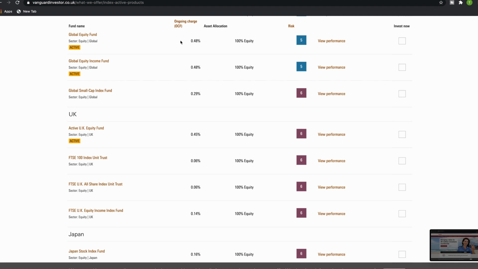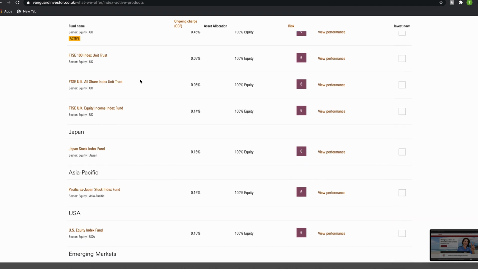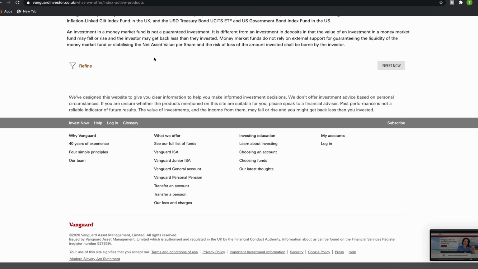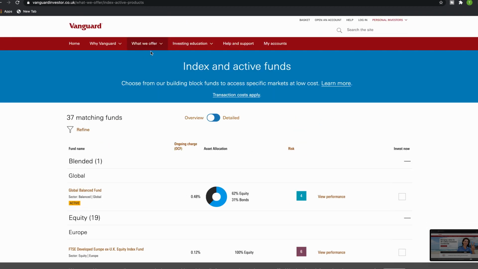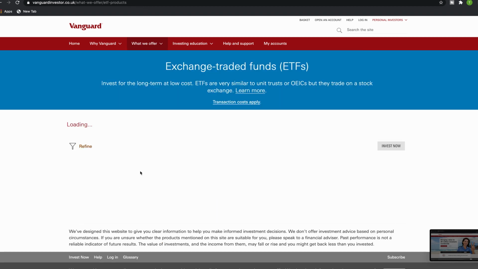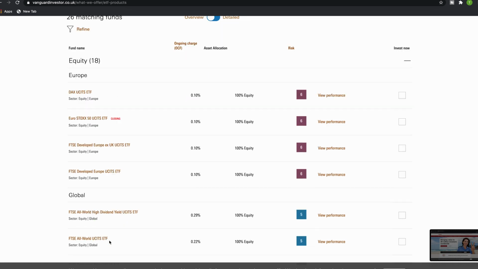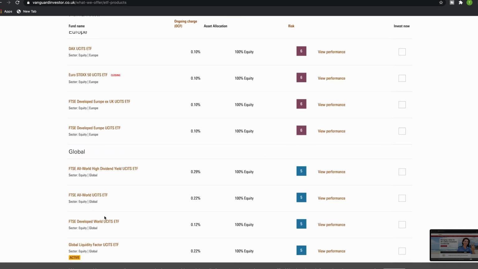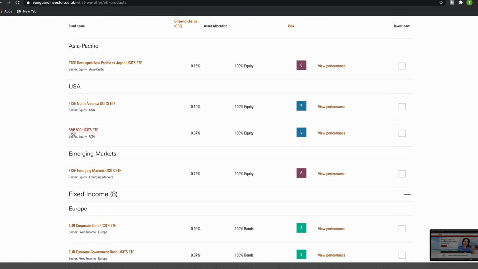For active it is 0.48. So let's say, for example, let me show you an ETF and we try to open an account and we go straight into that. All right, so these are the ETFs. And here you've got about 26, equity 18. And I'll show you from the US, the popular S&P 500. Here is the S&P 500.